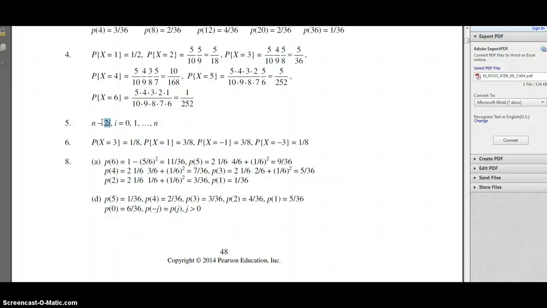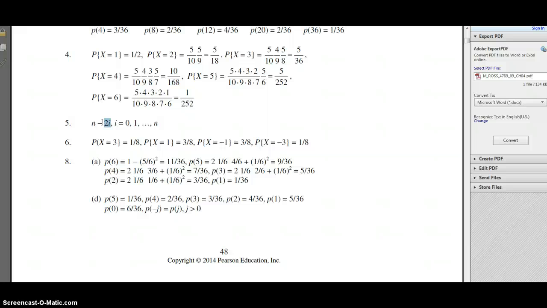4.7, there are no answers here, but dice rolled twice, the maximum value to appear in 2 rolls would be 12, minimum would be 2. The maximum value, sorry, would be 6, minimum value would be 1, and the sum of these 2 rolls could be anything between 2 and 12.